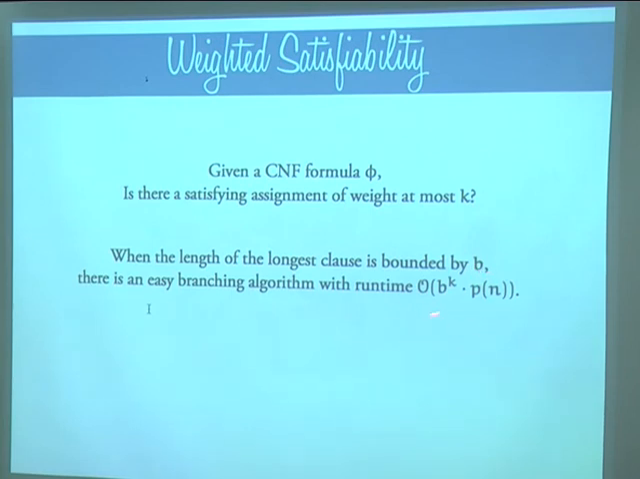Then there is an easy branching algorithm we saw in the first lecture, with runtime b to the k times polynomial in n. Does anybody remember what the algorithm is? So, what is the problem? You are given a CNF formula with each clause having at most b variables, and you want to know whether there is an assignment that satisfies all the clauses whose weight is at most k. How does such an algorithm go?